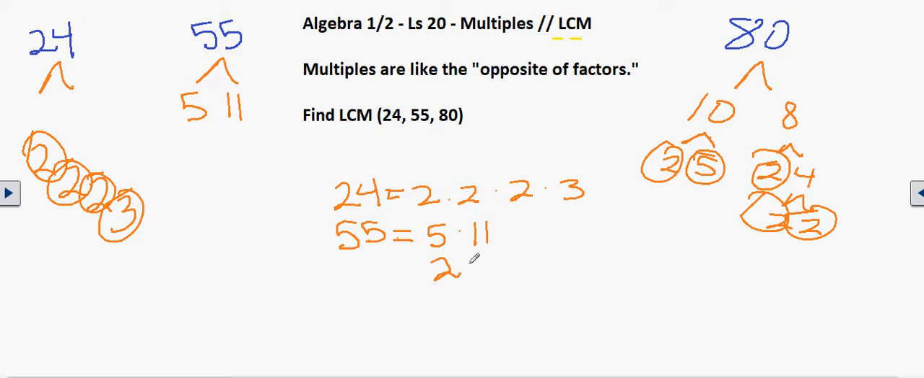Be very complete when you're doing your lists. 2, 2, 2, another 2, and a 5. You can always check your list of prime factors, right? Calculator out, multiply this and see if you get 80. All right, now I've got my lists of prime factors, what do I do with them?